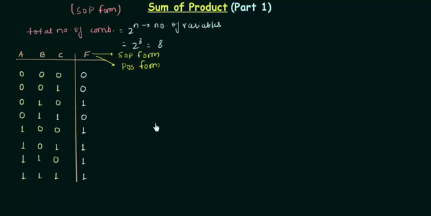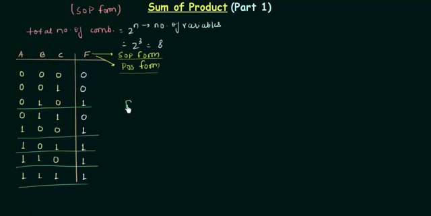So let's start with the SOP form in this presentation, and in the coming presentation I will explain you the POS form. The SOP form is written when the function is high. I will write the SOP form only when the function is high. So let's see when it is high. You can see for this case the value of f is 1, and it is when A is low, B is high and C is low. In the same way, f is 1 for the last 4 cases.